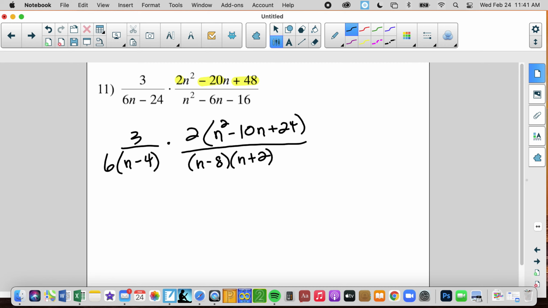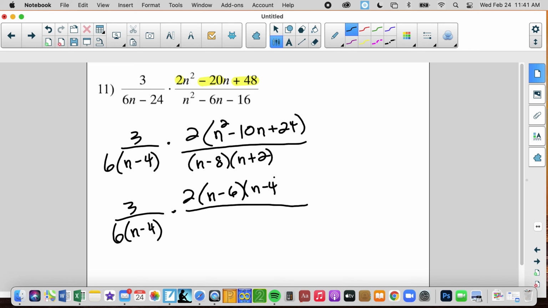Okay, so let's rewrite this. 6 times n minus 4 and 2, and let's factor n squared minus 10n plus 24. So factors of 24 when added equal 10, and signs are the same, both are negative. That's 6 and 4. 6 times 4 is 24. You got n minus 6, n minus 4. Whoa. Doesn't look like very much cancels here. All right, we'll deal with it.